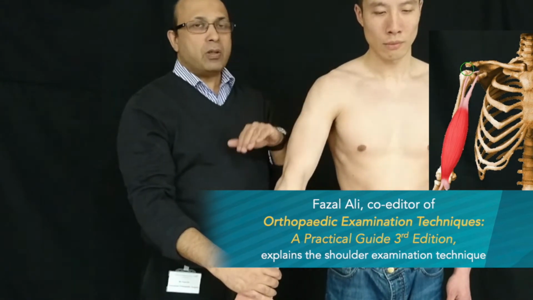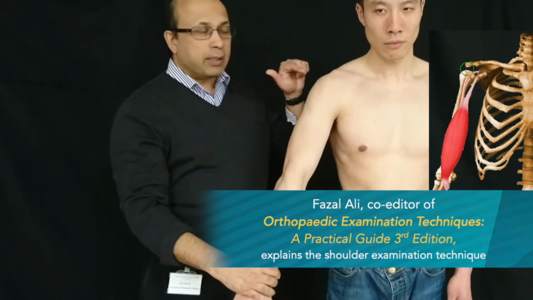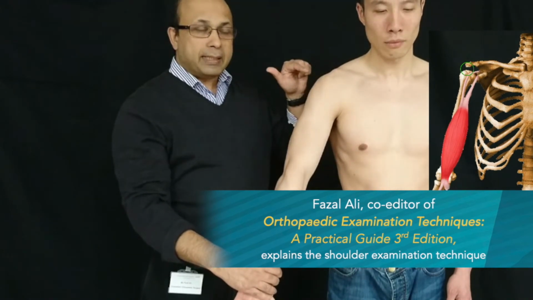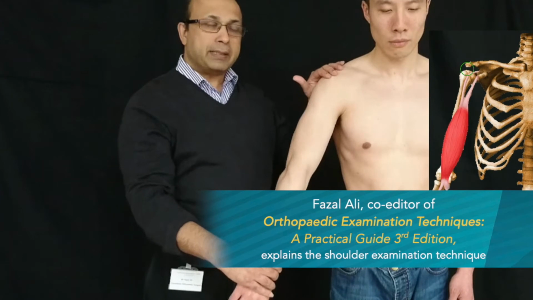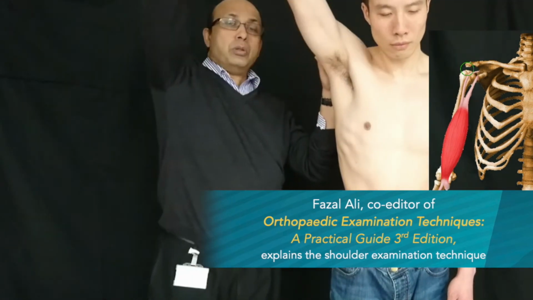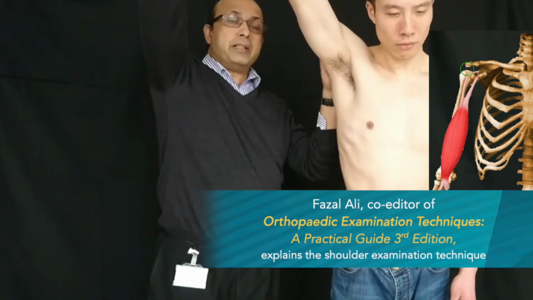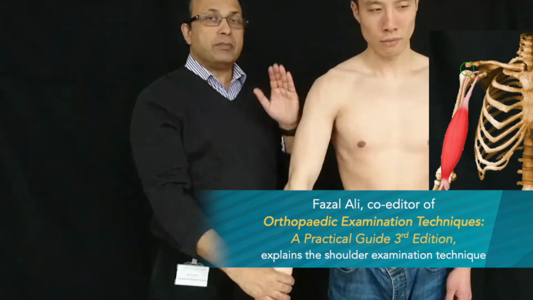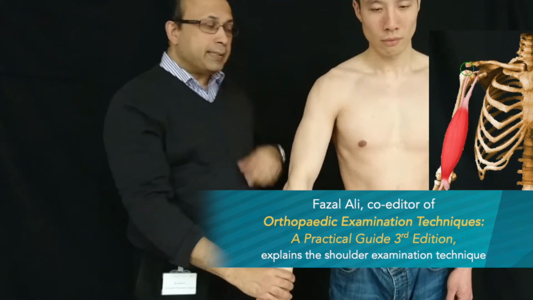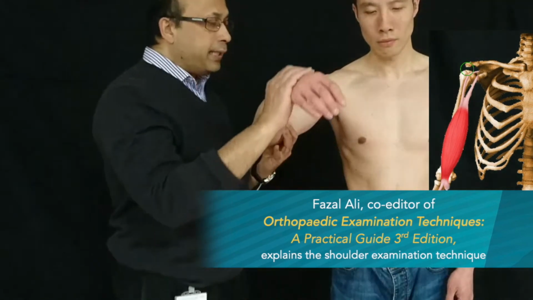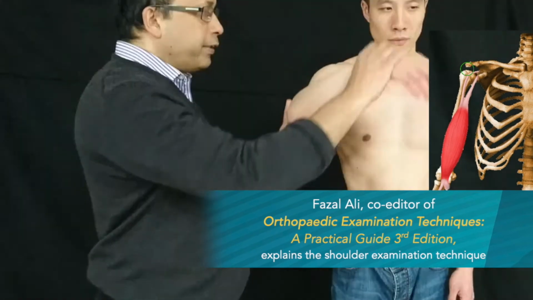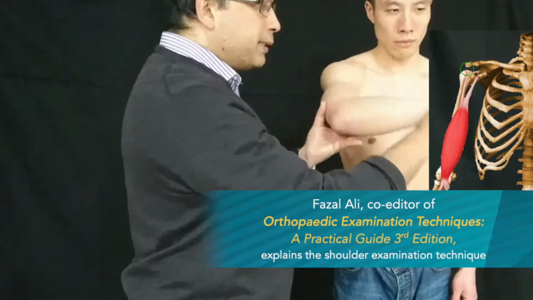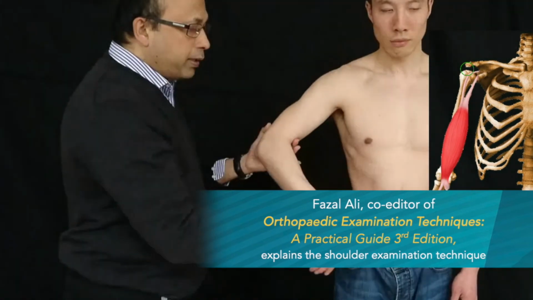There is something called Neer's test, where you give a subacromial injection, and by giving that injection into the subacromial space, and the patient allowing you to abduct beyond 130 degrees, will indicate it's a positive Neer's test. Hawkins test is one where you abduct the shoulder and internally rotate in various points and see if that brings about pain. That's called Hawkins test.